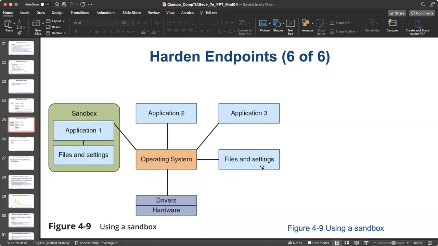But over here, as you can see, we have a sandbox. The application which we are suspicious about, with its files and settings, is now isolated in this sandbox, right? And now we can monitor the traffic that goes out and into it to make sure we have full control over what's going on in there.